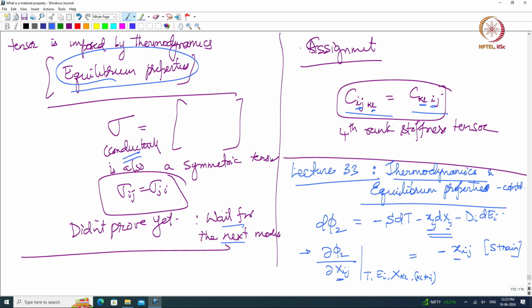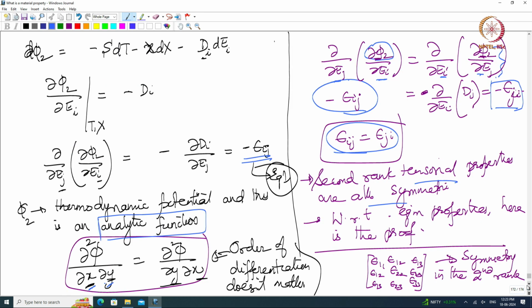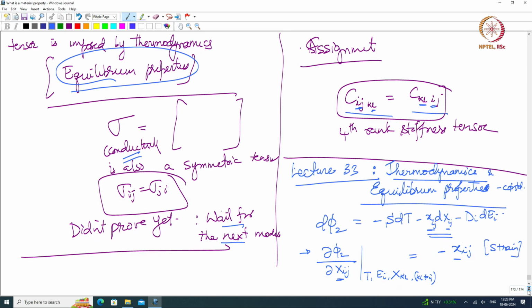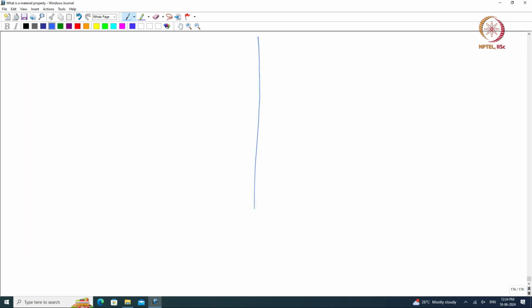So, the first derivative of free energy with respect to stress is nothing but the strain. The first derivative of free energy, as we have seen in the last class, with respect to electric field is nothing but the displacement, right. So, this is the free energy that I have defined in a way that I have stress as my cause, electric field as my cause and so on and so forth. This is the phi 2.